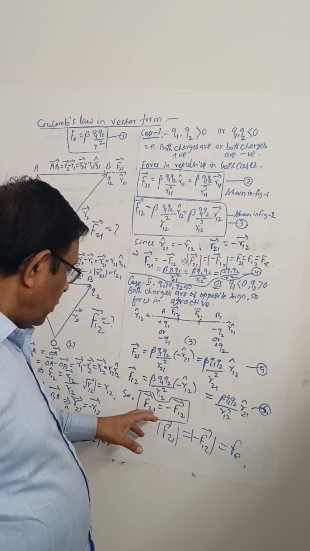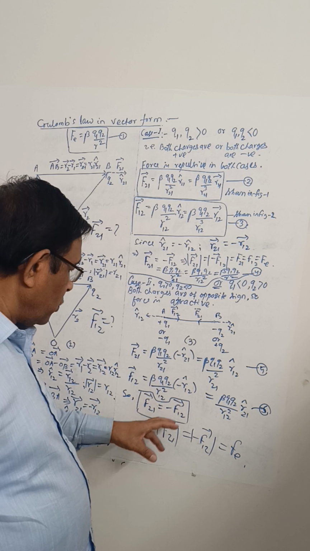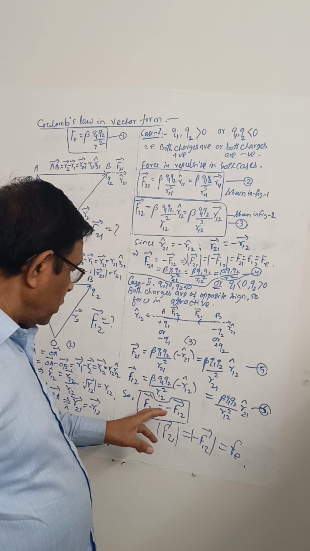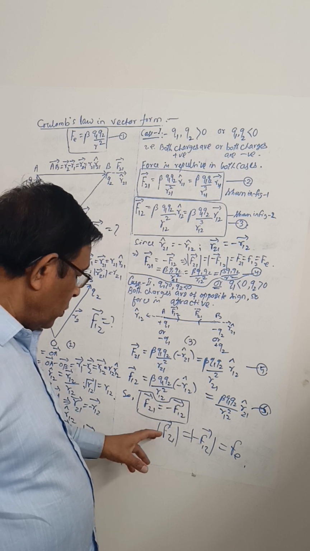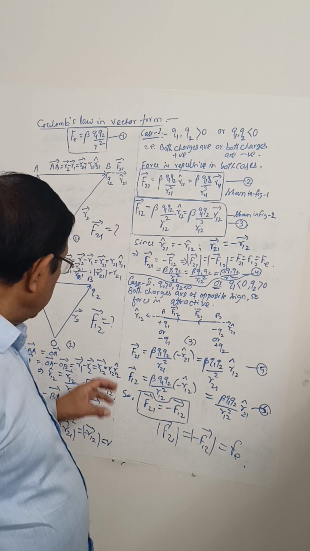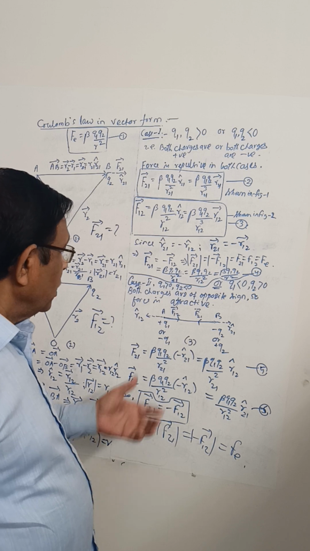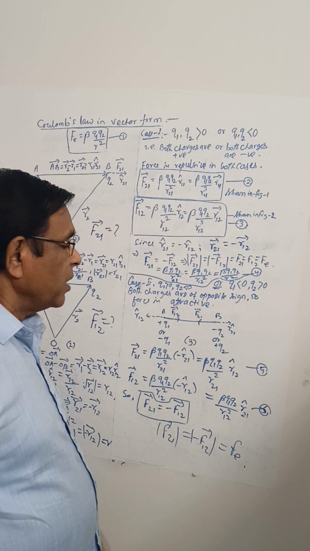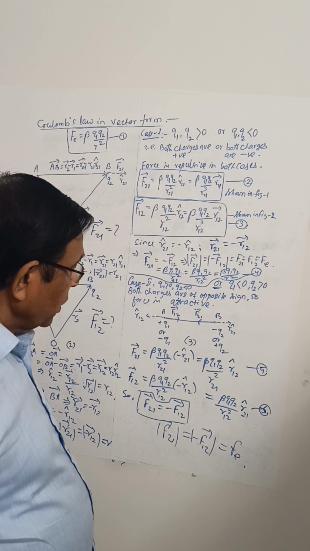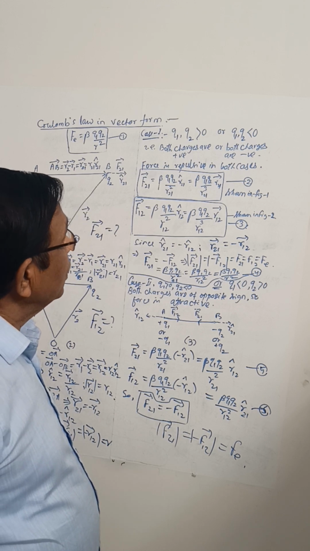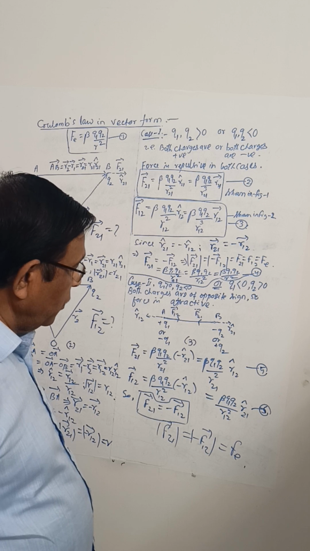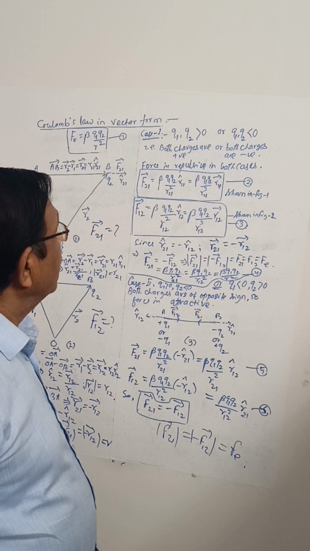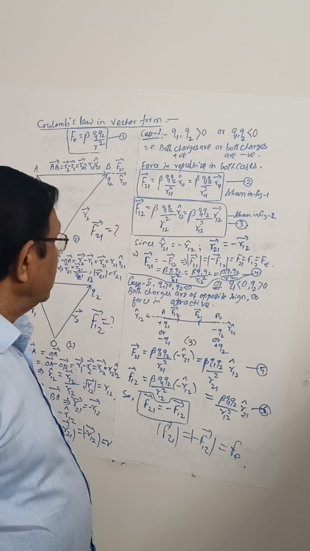Using these two relations, we have f21 vector is equal to minus f12 vector, but the magnitudes are same. That is, even if the force is attractive, they are also in opposite direction and are directed along the line joining the 2 point charges. So equations 2 and 3, equations 5 and 6, these are the relations written in vector form.